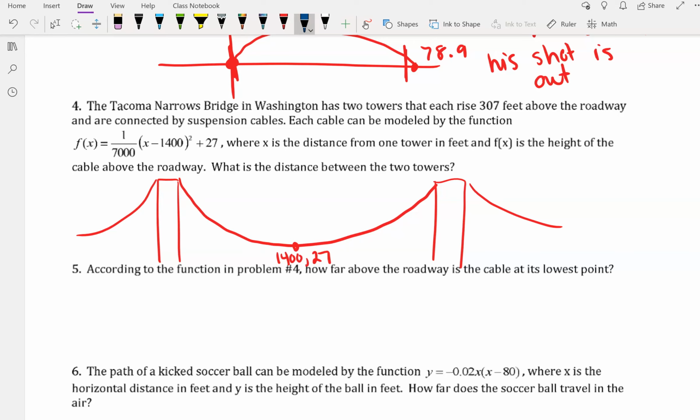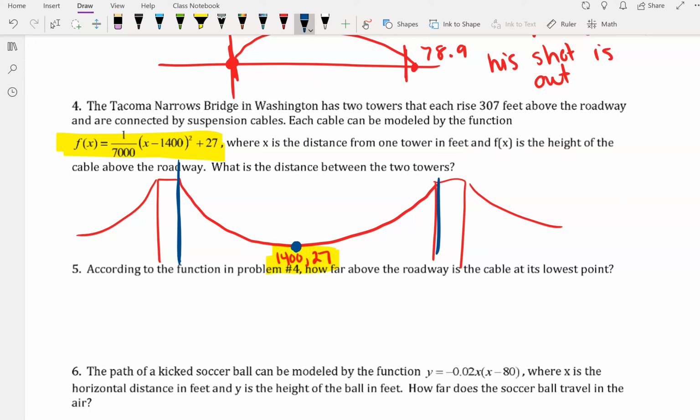So on number 4, they actually gave you a bunch of information you don't necessarily need. The important thing is you have this function, and it's in vertex form, which was nice. We got our vertex. And then it asks, what is the distance between the two towers? So in this function, remember parabolas are always going to be symmetrical. So if this is the center of the parabola, or the vertex, then it's going to be directly between the two towers.